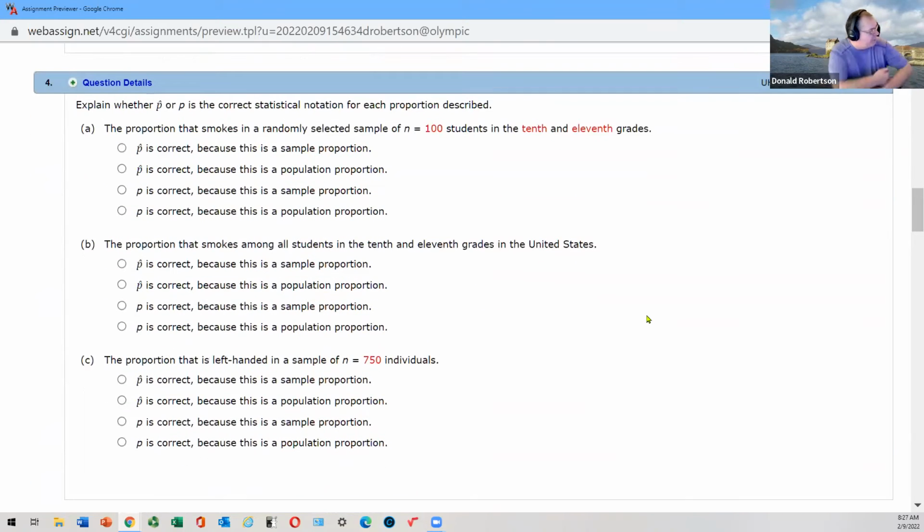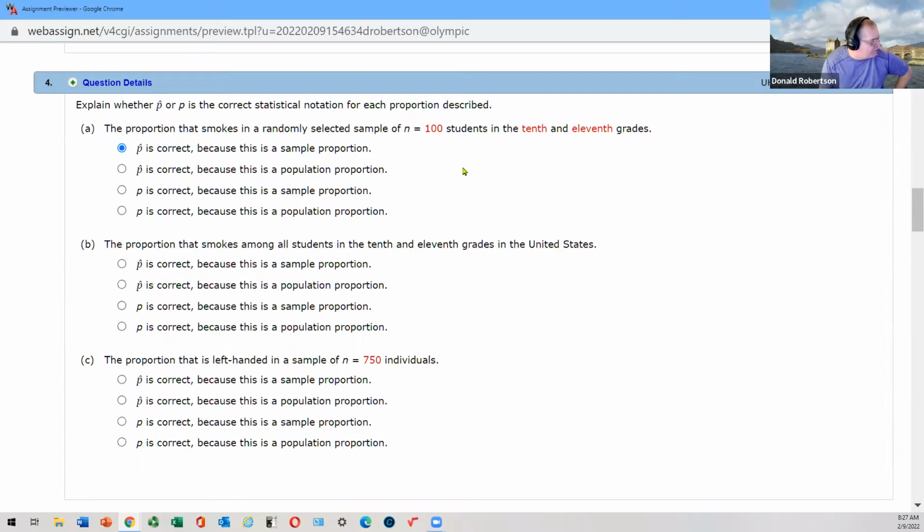Okay, moving on to 4. We've got p hat or p. Now, remember, p hat means the number came from a sample, right? It's a proportion from a sample. And p is a proportion from a population. So in question A, the proportion that smokes in a randomly selected sample of 100 in the 10th and 11th grade. Would you agree that that's a p hat number?